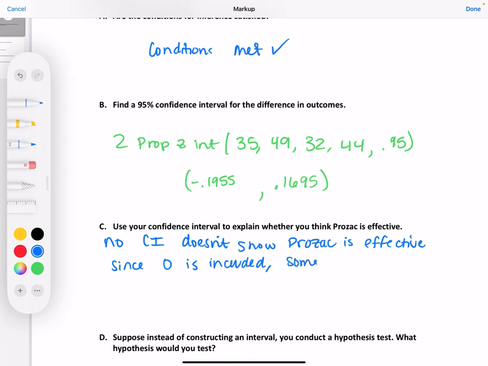Some samples may show that Prozac and the placebo are equally effective.